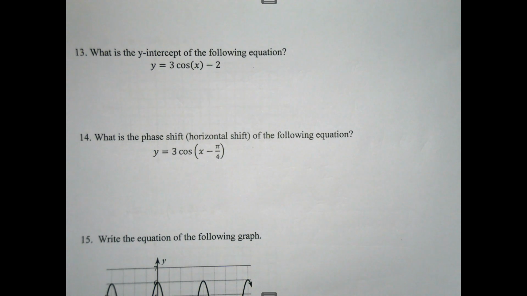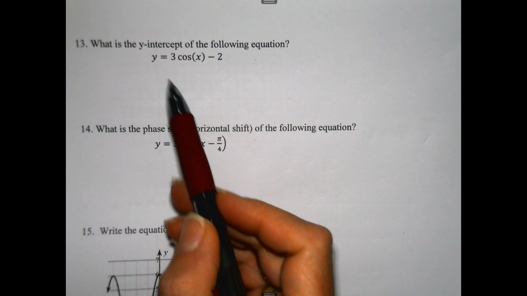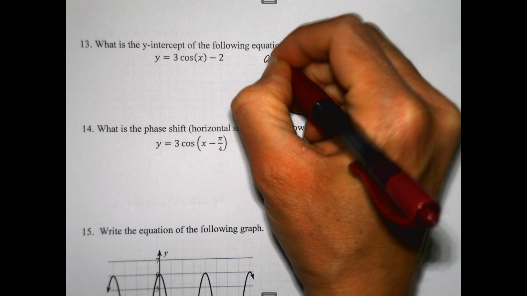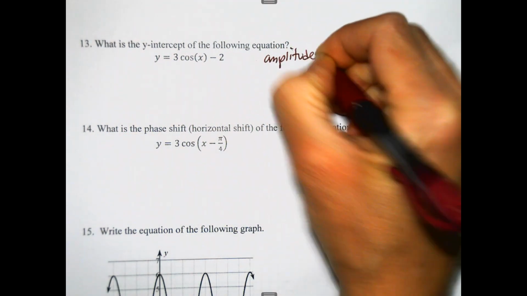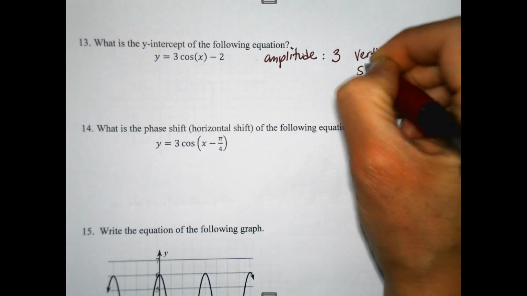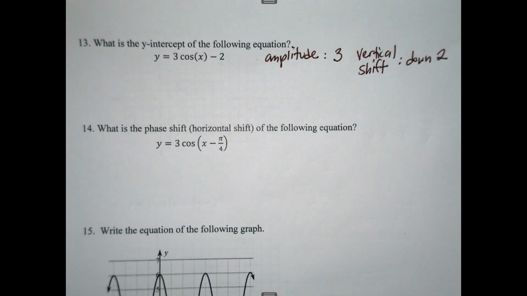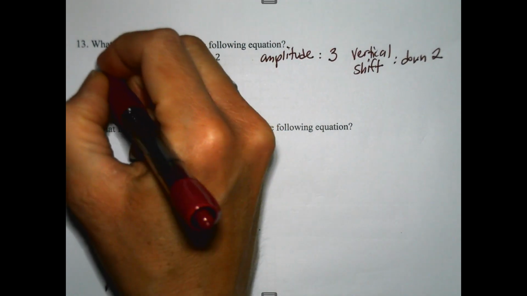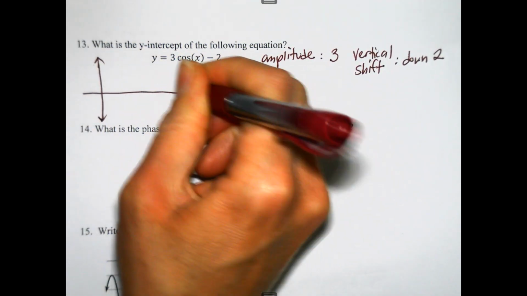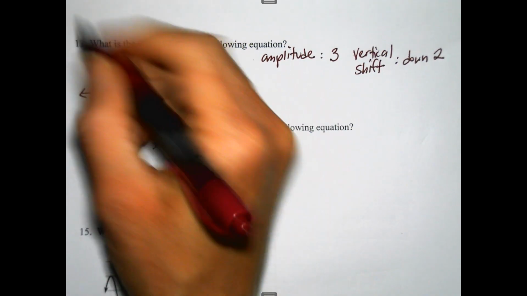Problem number 13 asks, what is the y-intercept of the following equation? This is a cosine function. This cosine function has an amplitude of 3 and a vertical shift down 2. Therefore, when we think about what is happening with our graph, remember, cosine functions always start on the y-axis up at a peak.